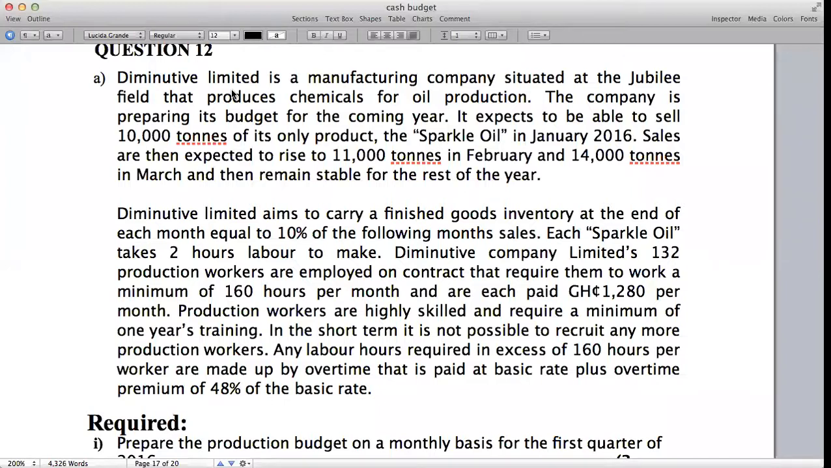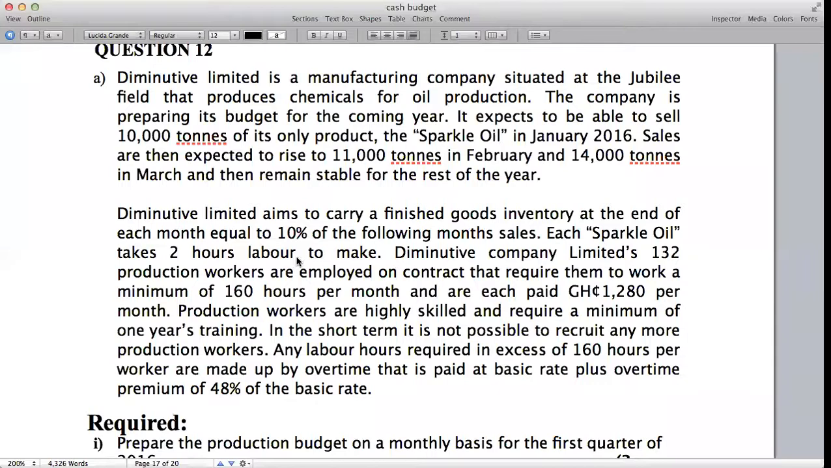Good, sales is 10,000. What's the open inventory for January? No, there should be open inventory. Oh, yes. There should be open inventory. Why? Because we are saying this: the company aims to carry a finished goods inventory at the end of each month equal to 10% of the following month's sales.